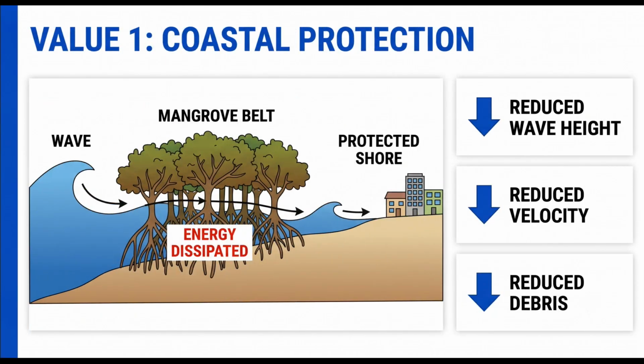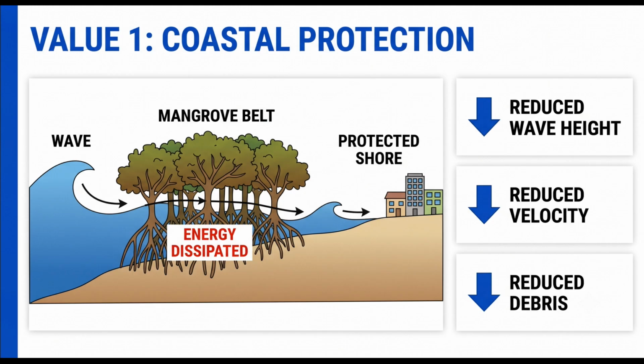Value 1. Coastal protection. Mangroves act as a natural buffer. They reduce the energy of waves, storm surges, and tsunamis before those waves reach inhabited land. Here is the mechanism, and this is the part you need to be able to explain in the exam.